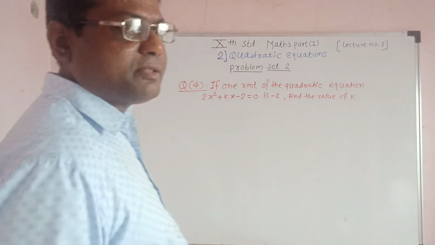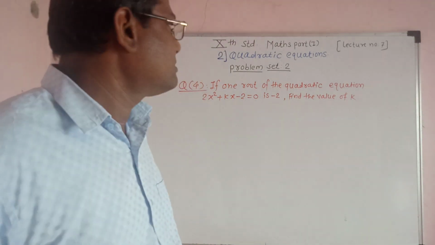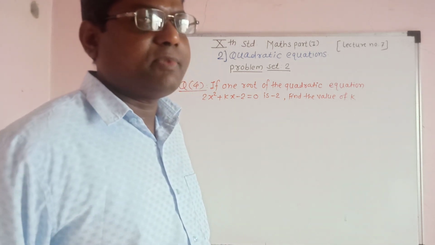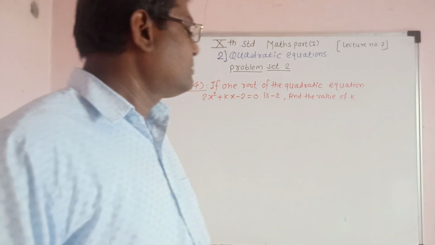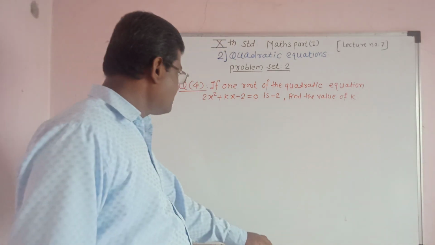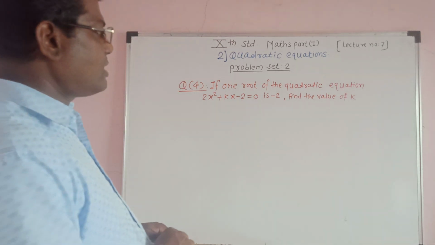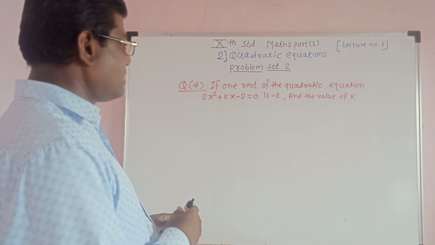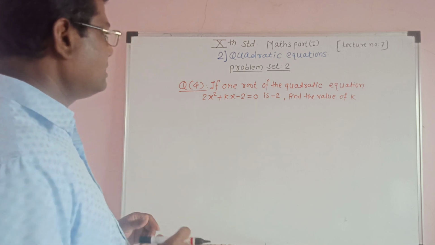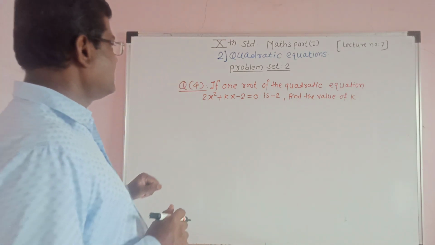10th standard maths part first, lesson number 2, quadratic equations. And today we are going to solve some examples in problem set 2. Now let us see question number 4. If one root of the quadratic equation 2x square plus kx minus 2 is equal to 0 is minus 2, find the value of k.